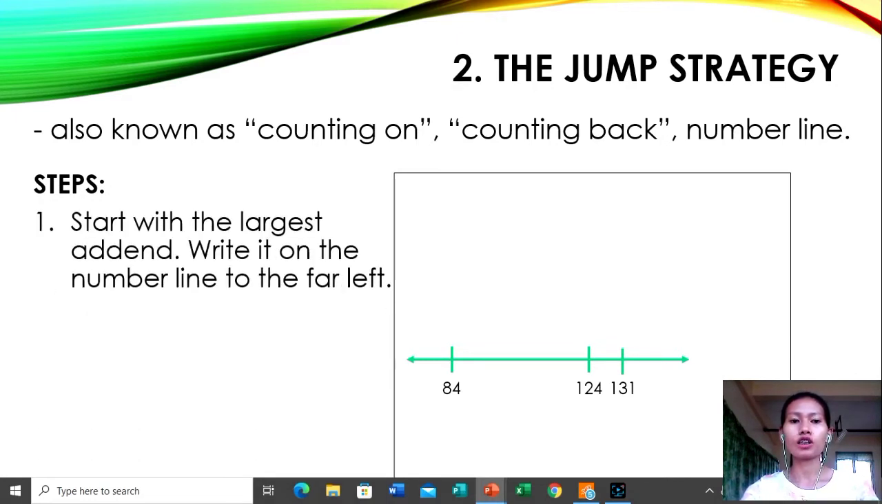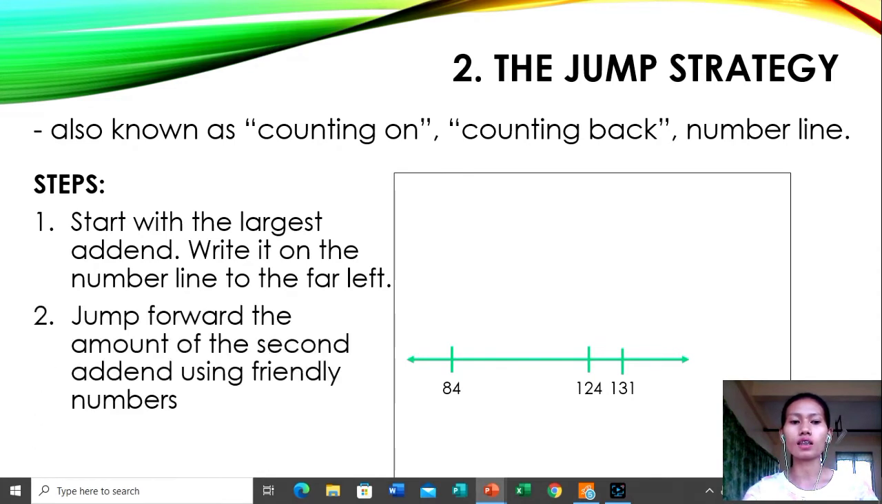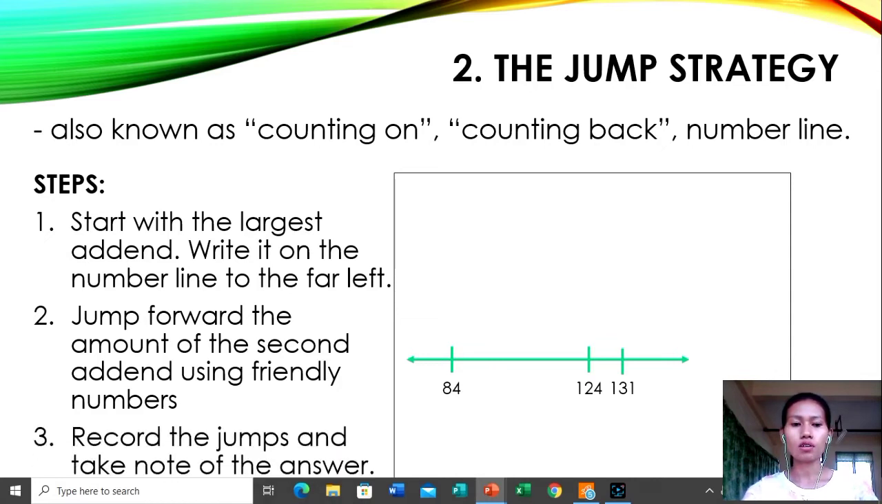So we have the steps. First, start with the largest addend, write it on the number line to the far left. And then next is jump forward the amount of the second addend using friendly numbers. And then third, record the jumps and take note of the answer. Okay, so let us have an example to use this jump strategy. We have 47 plus 84. Sabi dito sa first step, start with the largest.